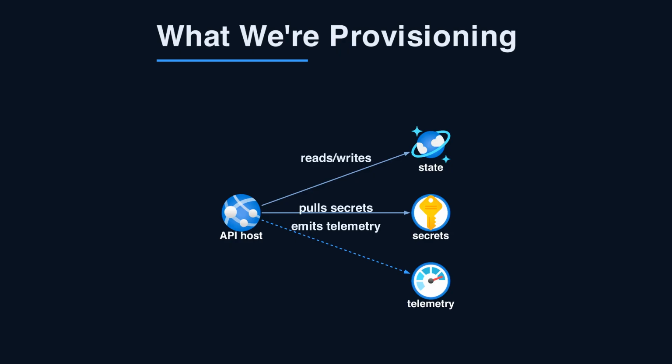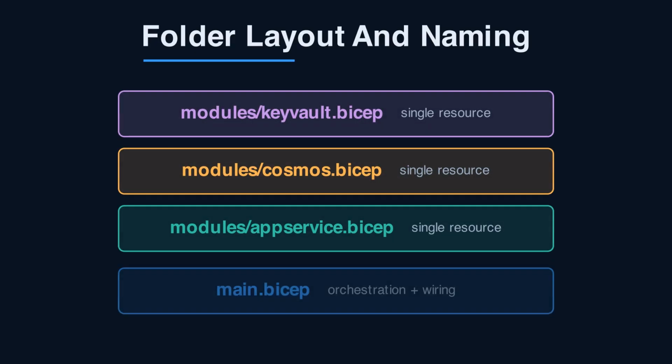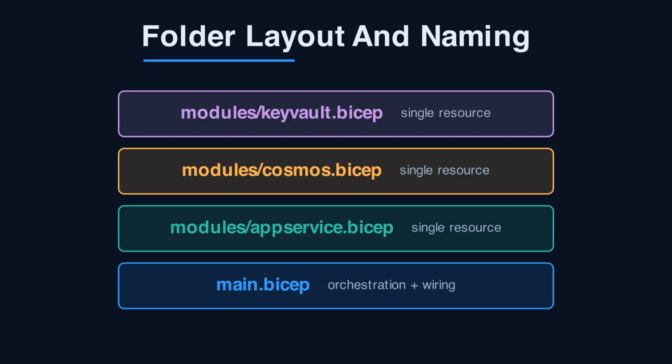Keep each module single purpose. That is the rule of thumb that keeps this maintainable. Before writing any code, decide the structure. I keep a modules folder with one file per resource type, and a main.bicep at the root that does the orchestration. Each module owns its own parameters and outputs and never reaches outside itself. The root file owns environment concerns and dependency wiring.